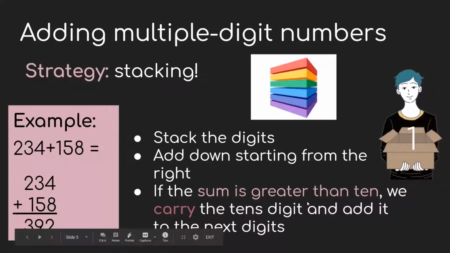But the sum is greater than 10, so we have to carry the tens digit and add it to the next digit. So we're going to put the 2 down here because that's our ones digit, and then the 1 from the 12, which is the tens digit, will go up here. Then we're going to keep on adding down. So we're going to have 3 plus 5, and then we also have the 1 from before, so then that would equal 9. Since 9 is not greater than 10, we do not have to carry any tens digits. So then we end up with 2 plus 1, which is 3, and then our final answer is 392.